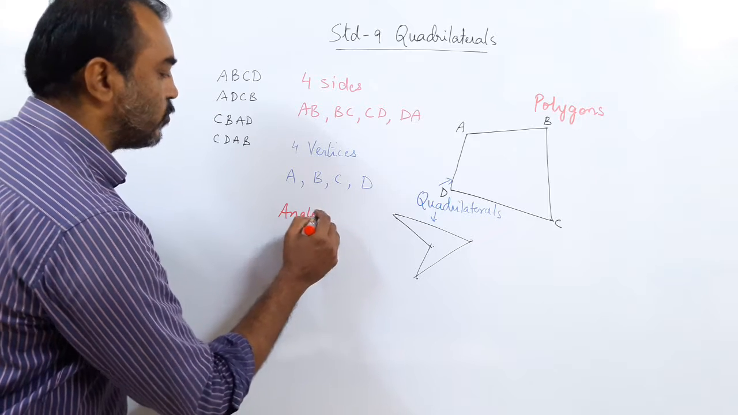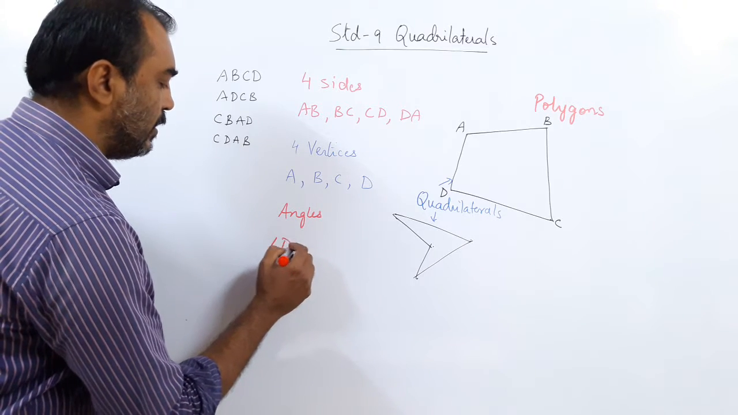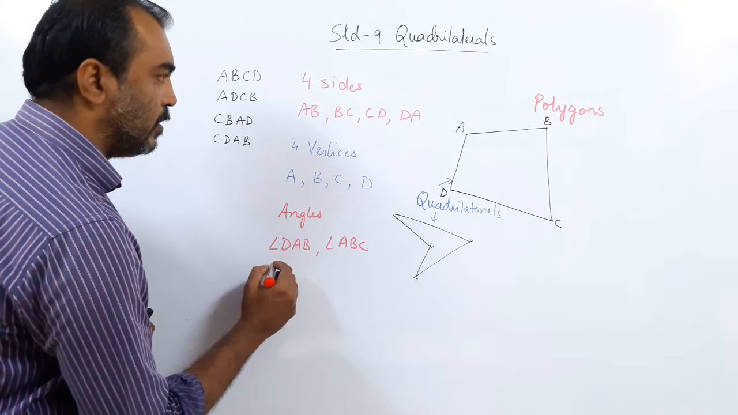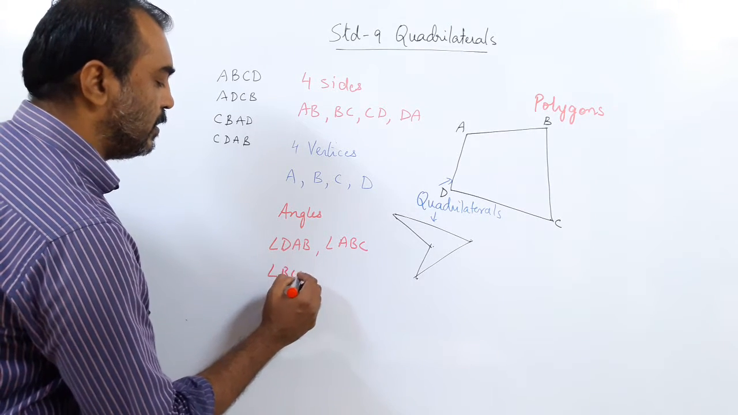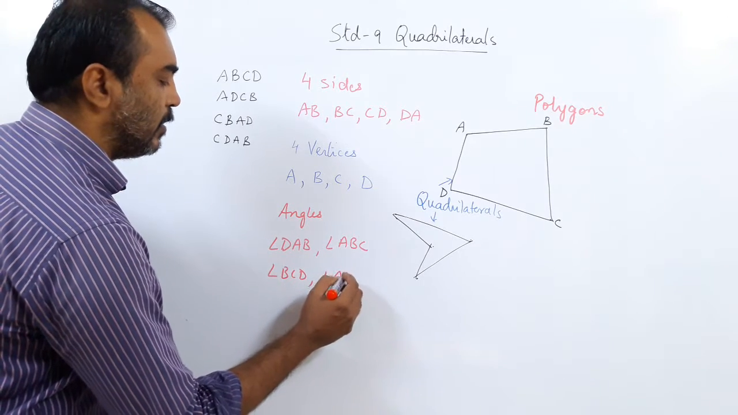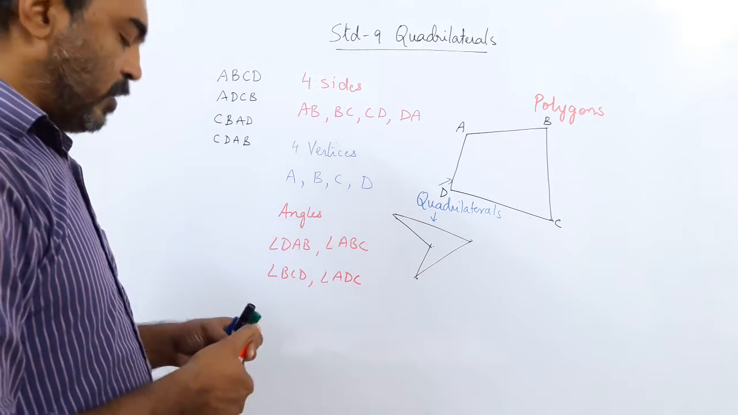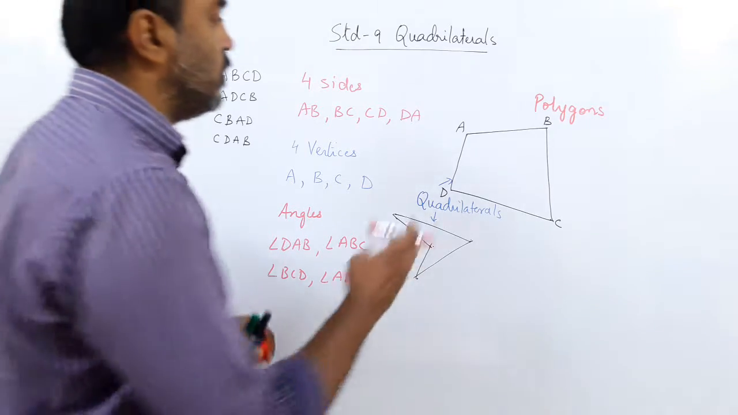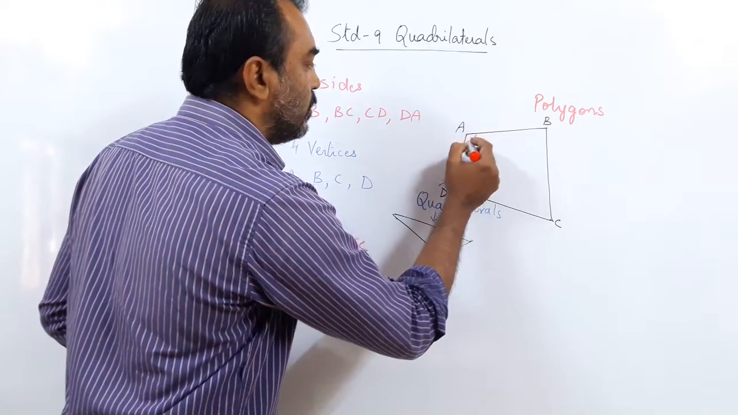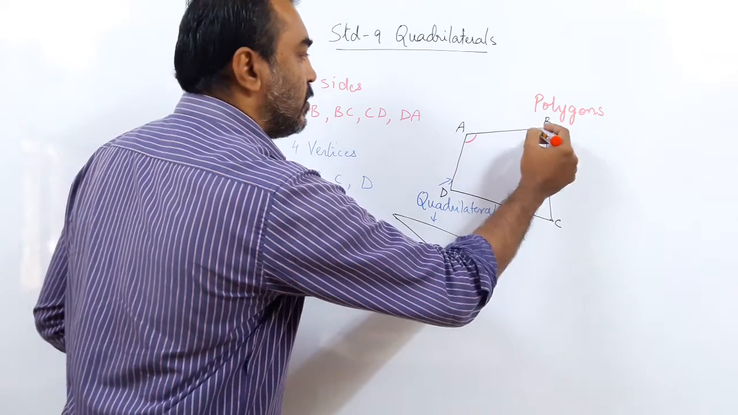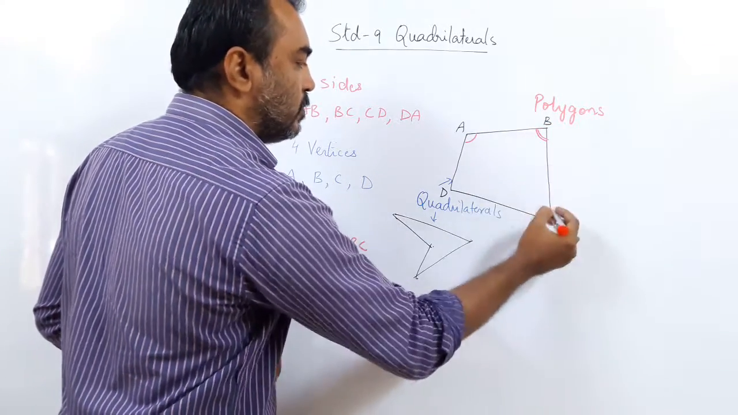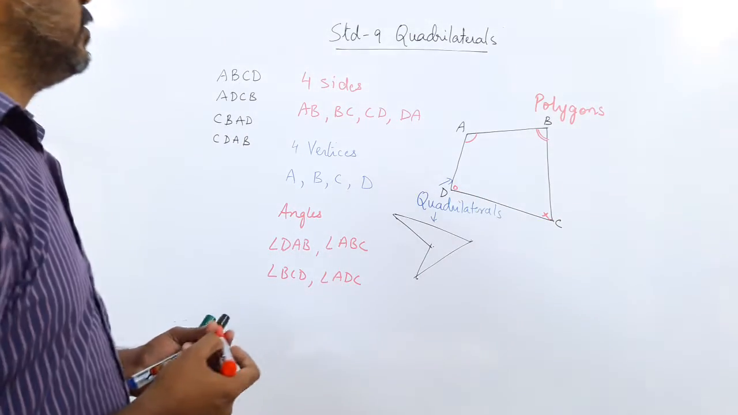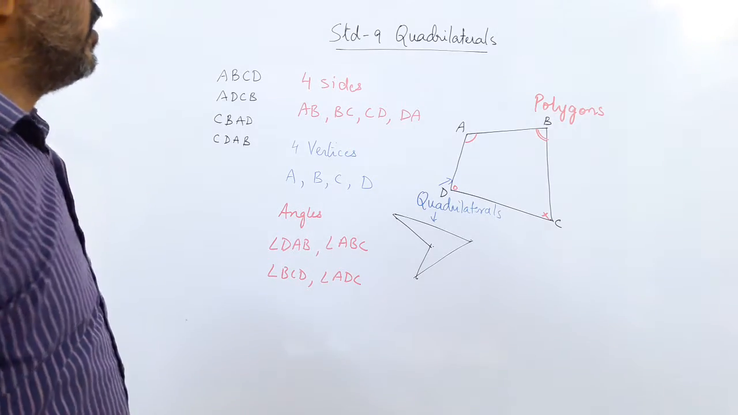A quadrilateral also has got 4 angles: angle DAB, angle ABC, angle BCD, and angle ADC, or you can call it CDA, whatever you want to name it. So which are the 4 angles we have got here? We mentioned we have got angle DAB, angle ABC, angle BCD, and angle CDA or ADC. So what can you see in the quadrilateral?